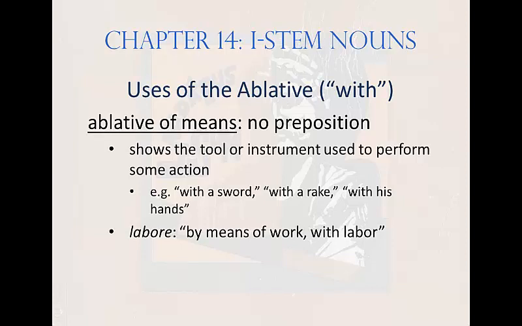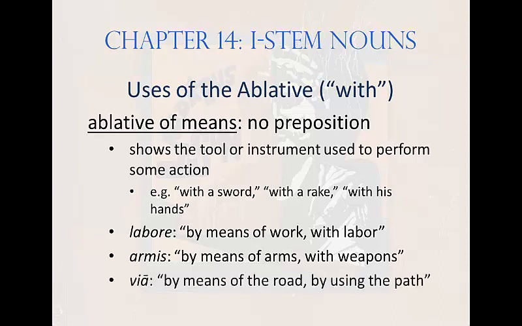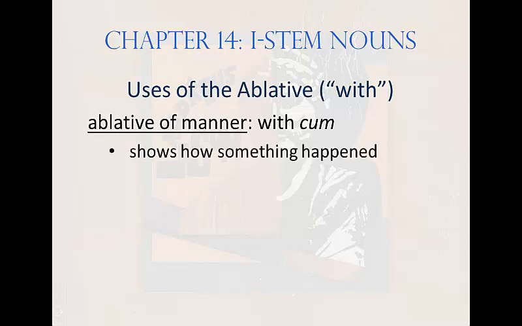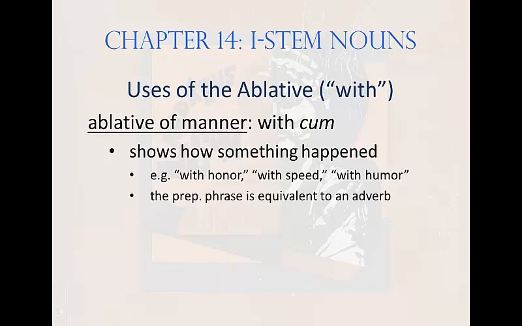Labore, by means of work, or with labor. Armis, literally, by means of arms, meaning with weapons. Via, by means of the road, that is, by using the path. Notice in all three instances, Latin does not use a preposition equivalent to English with. The second use of the ablative is the ablative of manner, which most often uses the preposition cum. It shows how something happened, with honor, with speed, with humor, the prepositional phrase being equivalent to an adverb.